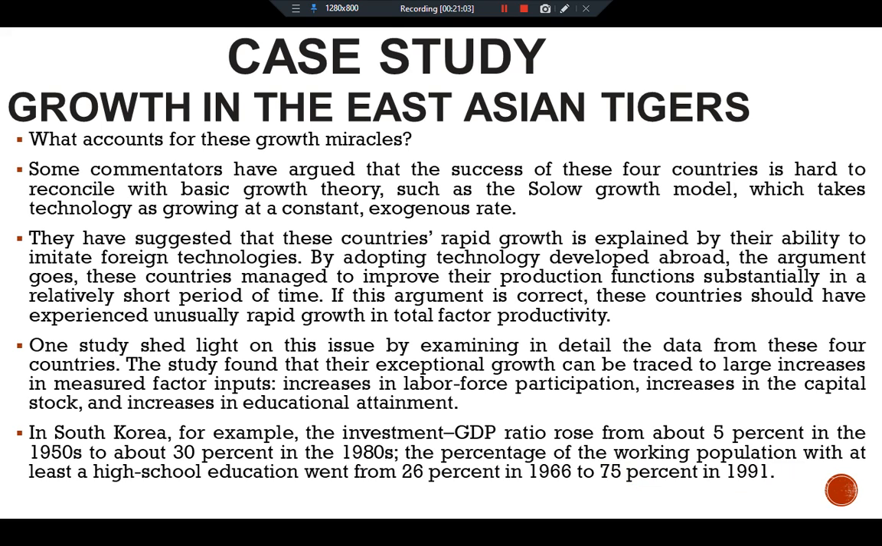left to explain. None of these four countries experienced unusually rapid growth in total factor productivity. Indeed, the average growth in total factor productivity in the East Asian tigers was almost exactly the same as in the United States. Thus, although these countries' rapid growth has been truly impressive, it is easy to explain using the tools of the basic growth model.